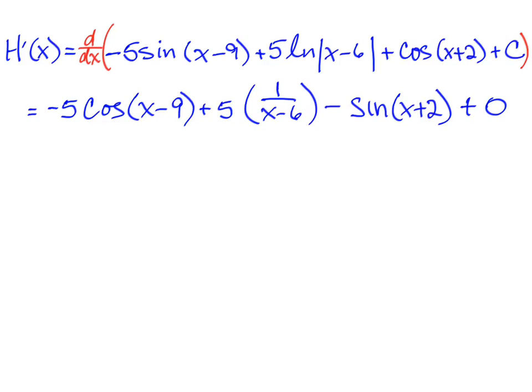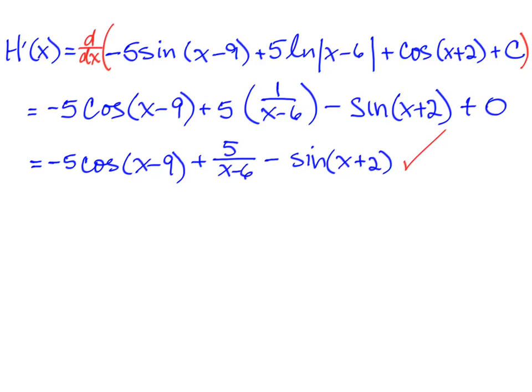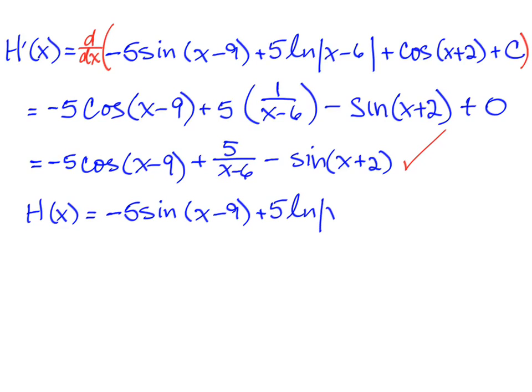So whenever you're differentiating the natural log of the absolute value of something, you don't have to go through that whole piecewise thing anymore. We've just done it once, and so we know from now on when we differentiate the natural log of the absolute value of x minus 6 or whatever, you just get the reciprocal. All right, so our final answer here for the derivative looks just like little h of x, so we did it correctly, and our final answer for the antiderivative, big H of x, is negative 5 sine of x minus 9 plus 5 natural log of the absolute value of x minus 6 plus cosine of x plus 2 plus c.